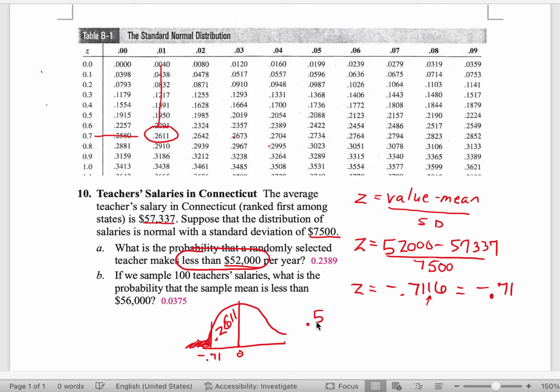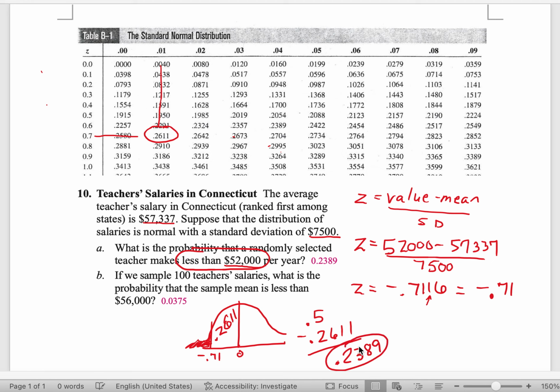So I'm going to come over here and I'm going to do 0.5 minus .2611, and that is going to give me my answer. So my answer here will be .2389, and that would be the answer I would want to enter in if I was taking a quiz or a test.